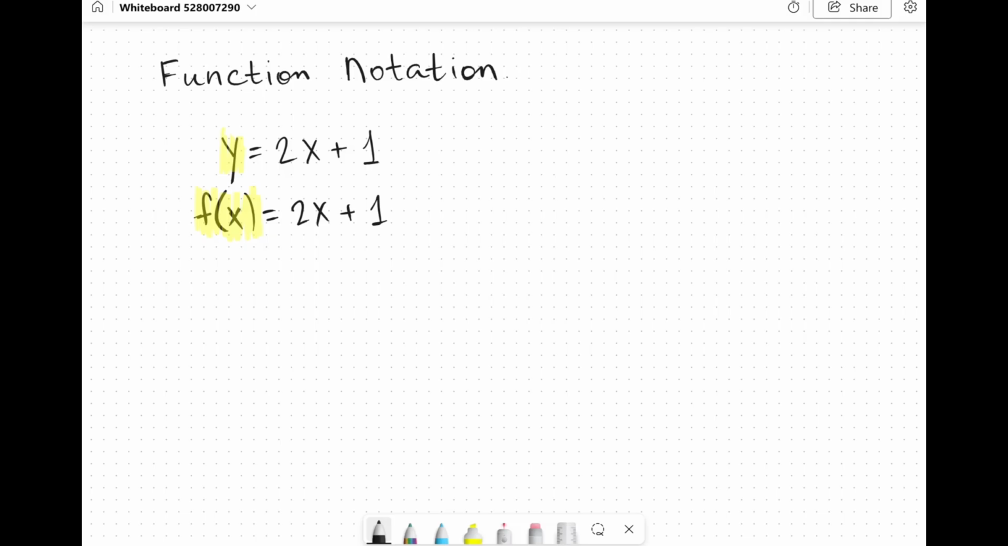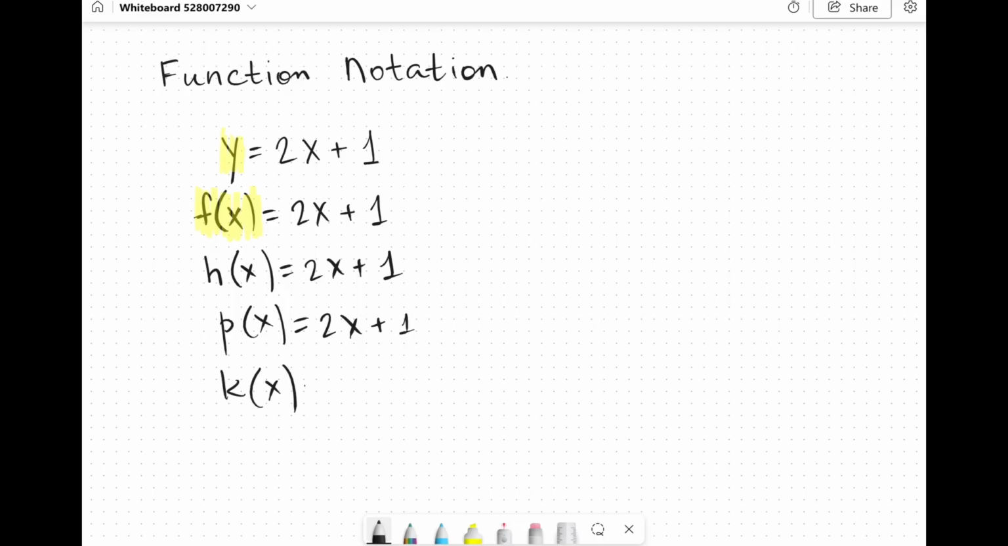F is not the only letter that you may see in function notation. The same equation can be written as h of x equals 2x plus 1, or p of x is equal to 2x plus 1. Sometimes you may see k of x equals 2x plus 1. So f is not the only letter for a function notation. G of x is a common one.